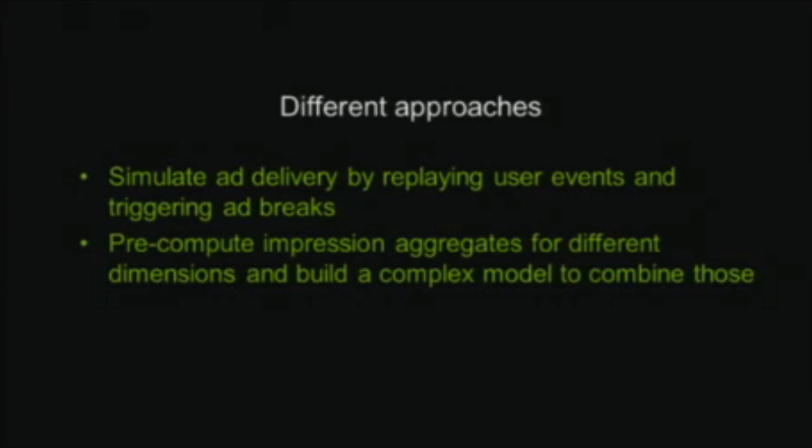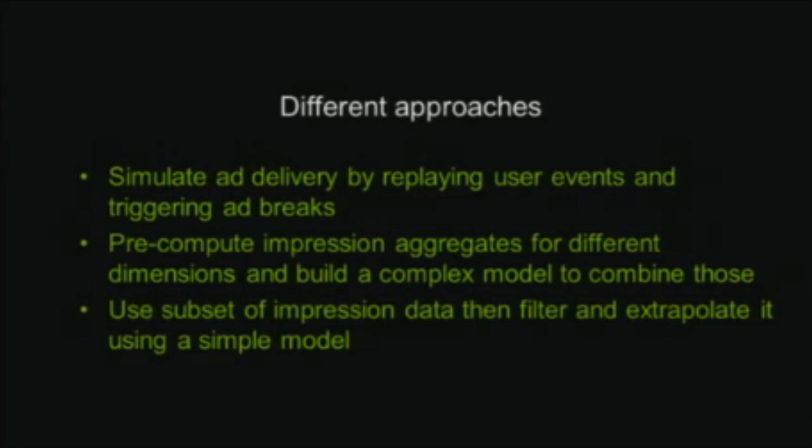Another method is to pre-compute aggregates along different dimensions. So let's say the total number of impressions for a particular gender, for a particular location, and then build complex models for combining those different aggregates. And another approach that we thought about was just using the raw impression data as is, and then applying different kinds of filters based on different targeting criteria, and then using some extrapolation, using a simple model, to give the total number of ad impressions that we could have in the future.